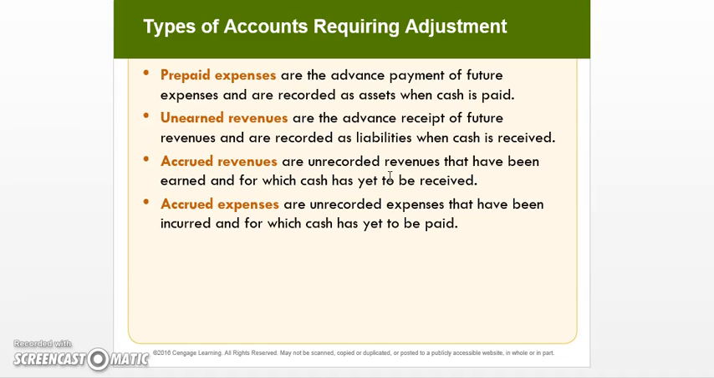Accrued revenues, unrecorded revenues that have been earned, and then accrued expenses, unrecorded expenses that have been incurred, yet to be paid. So we'll take a look at all these during this particular chapter.